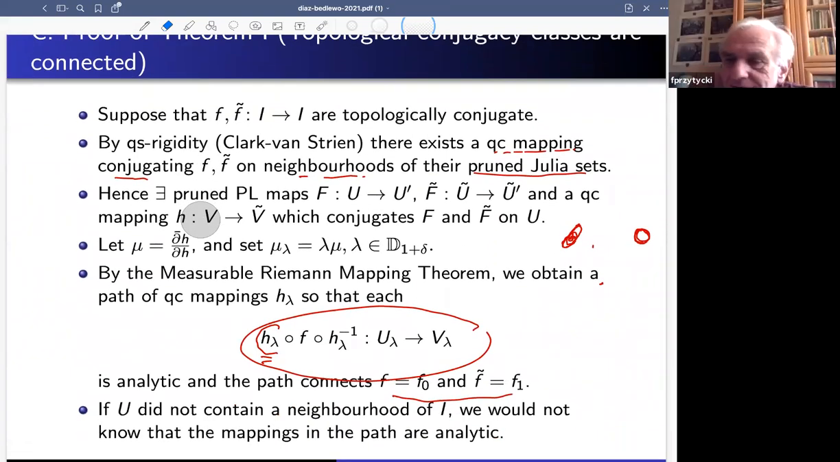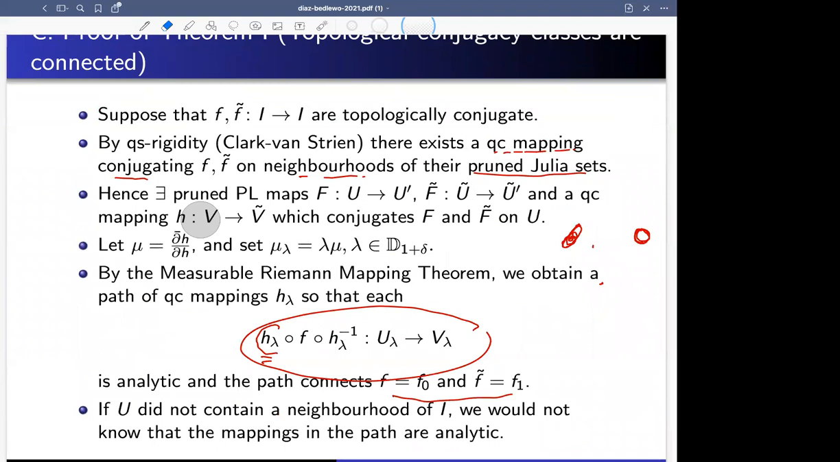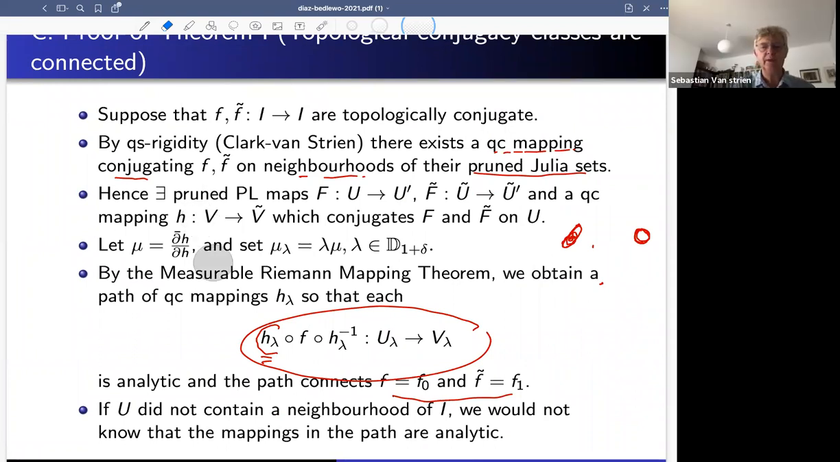So the path connectedness is then the path lambda, right? As you increase lambda from 0 to 1, you get the path. If you take lambda real, then this map will also end up real. If you took lambda not real, then you would have a non-real deformation of your map. But if lambda is real, then this actually connects F0 and F1.